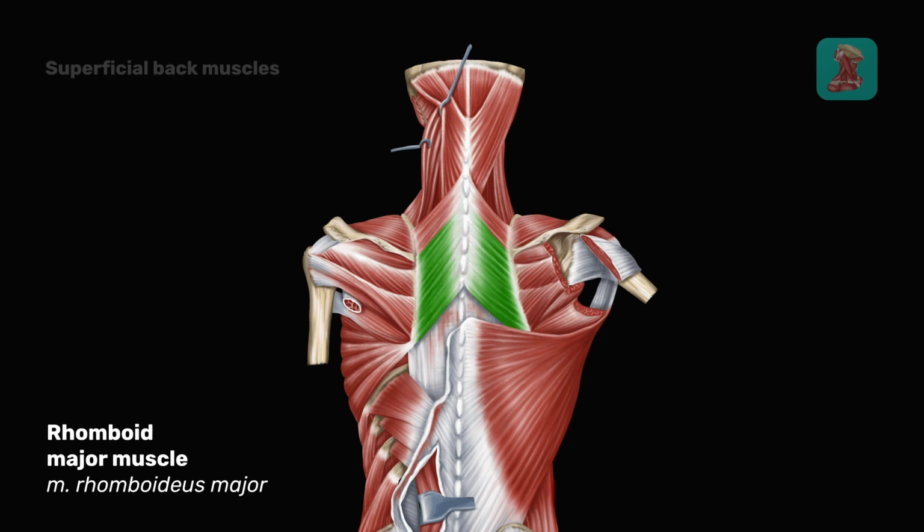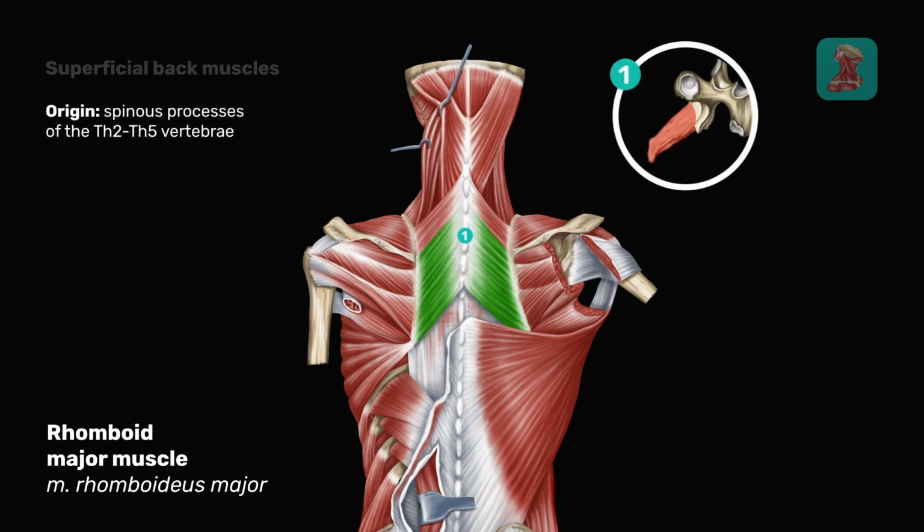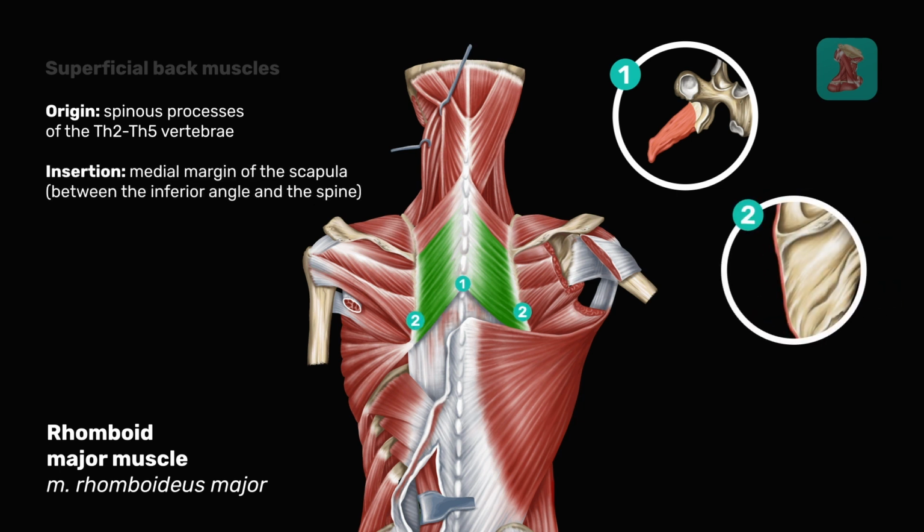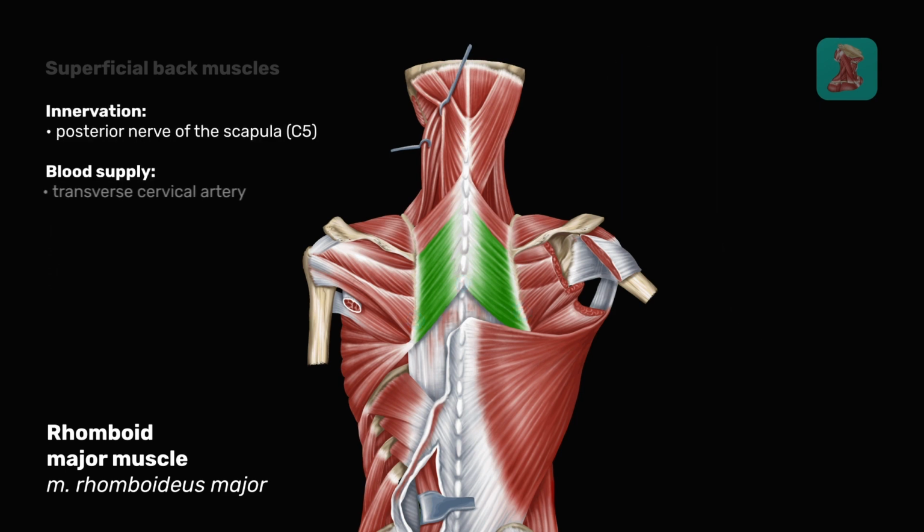The rhomboid major muscle. It originates from the spinous processes of the 2nd to 5th thoracic vertebrae and inserts into the medial margin of the scapula, between the inferior angle and the spine. Function: it pulls the scapula superiorly and medially, shifts the articular cavity inferiorly. The following structures innervate the muscle and supply it with blood.